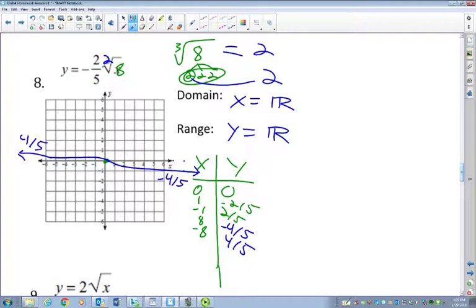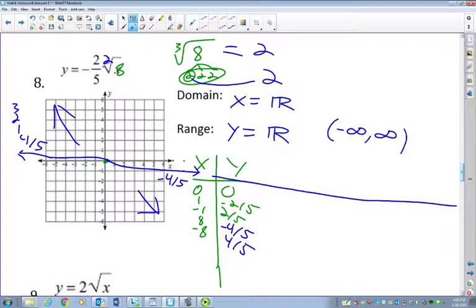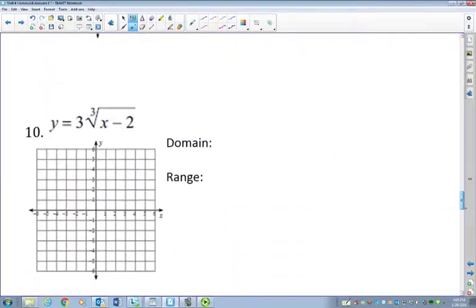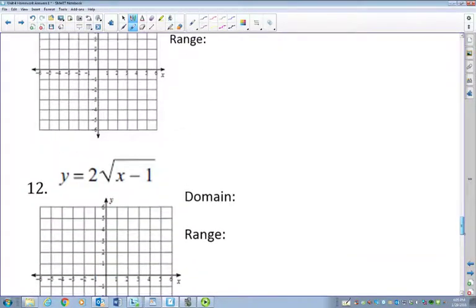So eventually you will get to 1, and then a 2, and then a 3, but it's going to take you a really long time to get there. But you are going to go up eventually and down eventually. So it's negative infinity to positive infinity, if you want to put it that way too. Cool. So that's how you do that one. So that's how you do the cubes. That's not too bad.